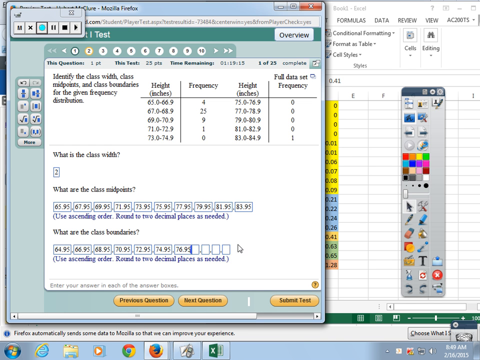76.95. 78.95. 80.95. 82.95. And 84.95. And if you ever get confused, read the directions. Round to 2 decimal places. Next question.